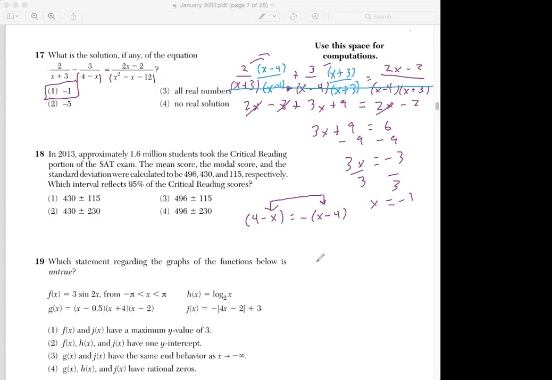So the key to remember with that is if you have a minus b, that's equal to negative b minus a.